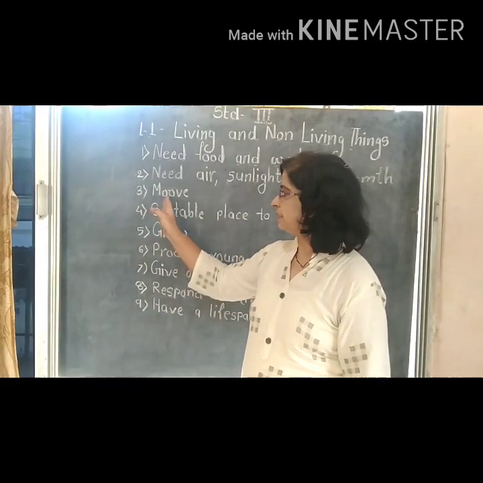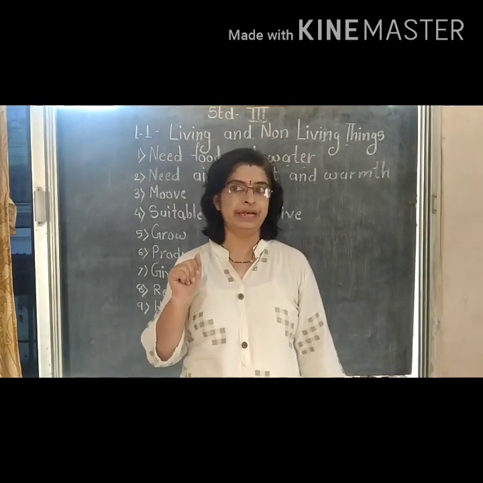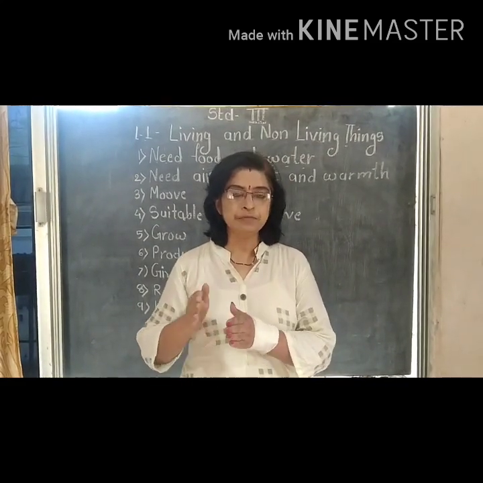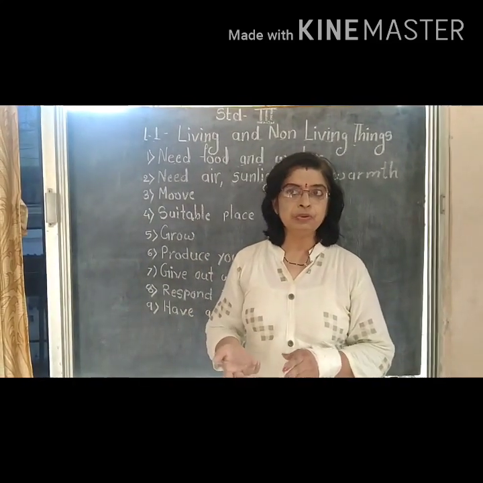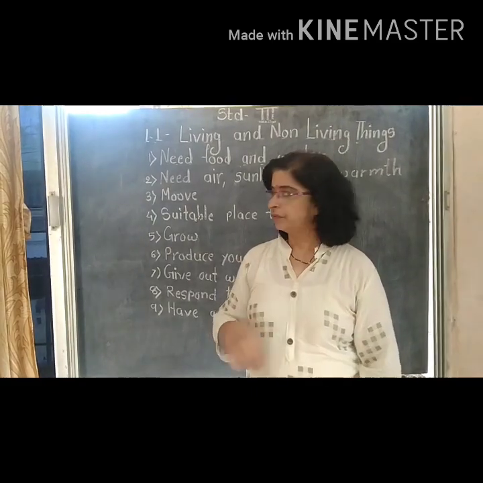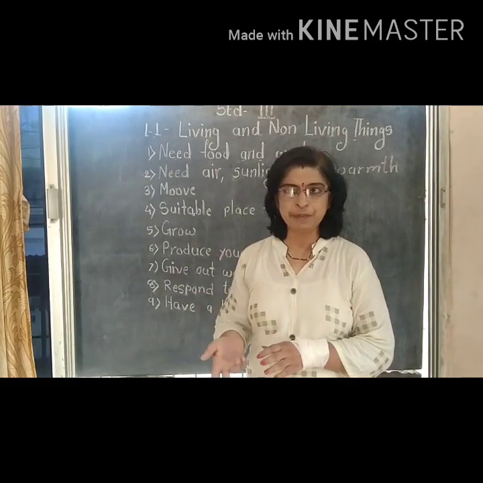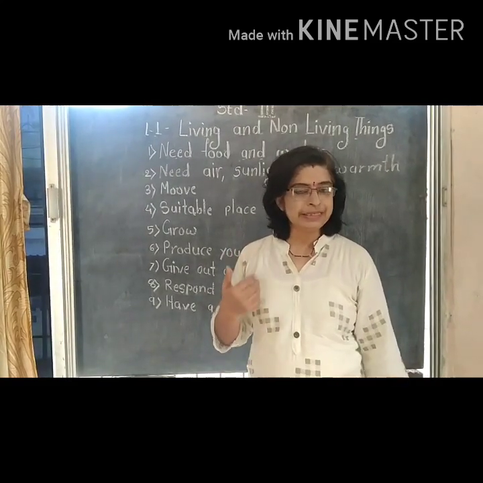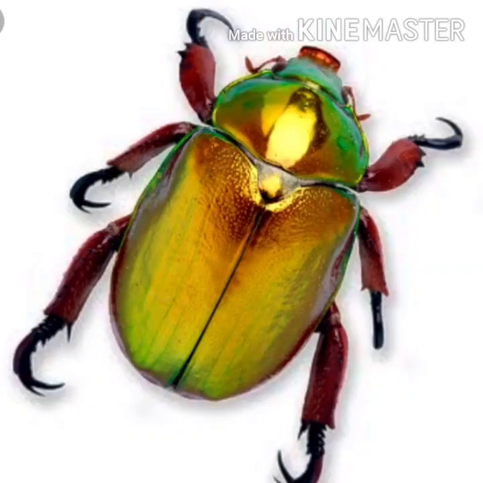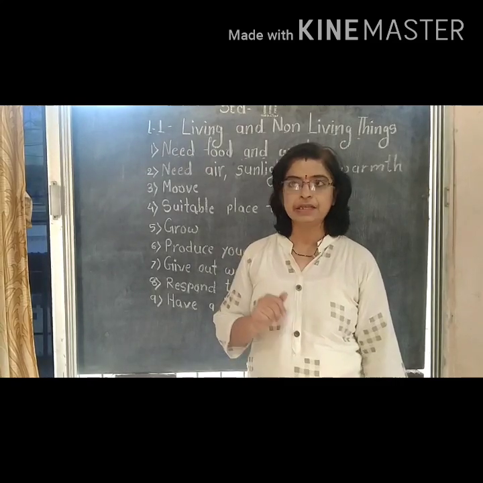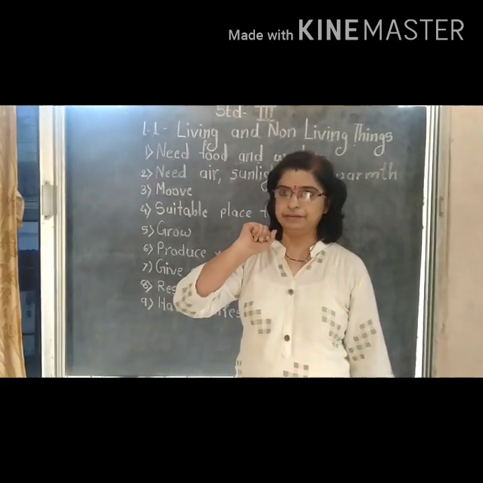Now today we discuss the third point, that is living things move from one place to another. All living things move from one place to another to get their food, for shelter, to complete their needs. Now see students, insects, all you know, cockroach, then spider, butterflies. So these insects have 6 legs. All insects have 6 legs. With the help of these legs, they move from one place to another.